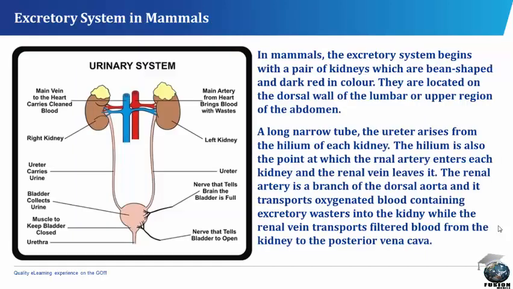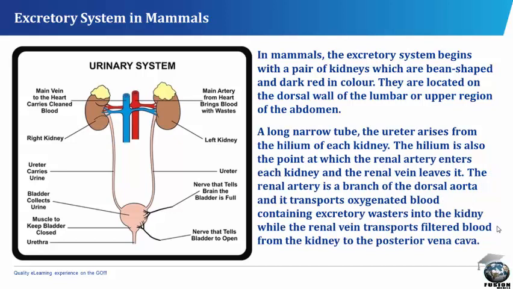Excretory system in mammals. The urinary system. In mammals, the excretory system begins with a pair of kidneys which are bean-shaped and dark red in color. They are located on the dorsal wall of the lumbar or upper region of the abdomen. A long narrow tube, the ureter, arises from the hilum of each kidney. The hilum is also the point at which the renal artery enters each kidney and the renal vein leaves it.